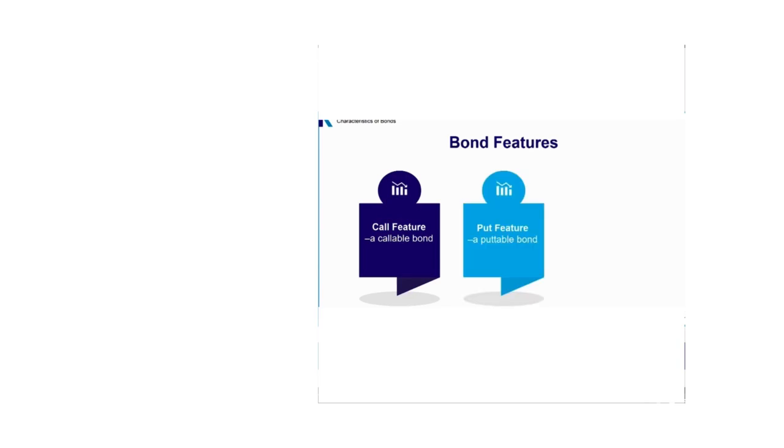Now, while put features aren't as common, they're still important to at least understand the concept behind them. A put feature allows the investor to put their bond back to the issuer before the maturity date, which is essentially a way for the investor to redeem the bond before it matures. Maybe interest rates have gone up since the investor bought the bond, and they want to get their money back to invest somewhere else at a higher interest rate. A put feature allows the investor to do just that. This feature is beneficial for the investor, so bonds with a put feature generally pay a lower return than bonds without it.